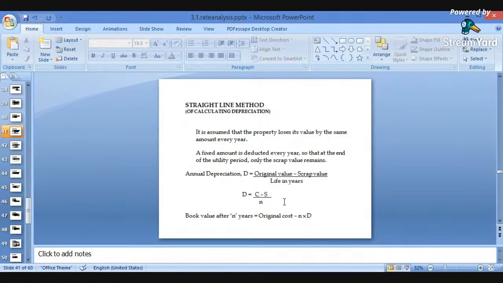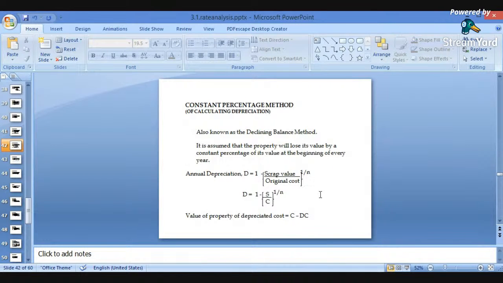The annual depreciation is denoted by capital D, which equals the original value minus scrap value, divided by the life in years. The original value is the value of the structure when we constructed it, minus the scrap value. We have already seen the percentage for scrap value; it is normally taken as 10%. So in short, D equals C minus S divided by N. How to find the book value after n years? It is the original cost minus the number of years times the depreciation.